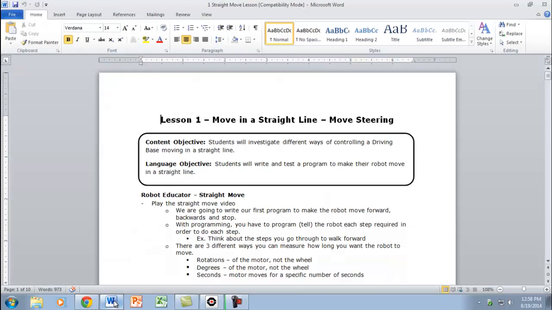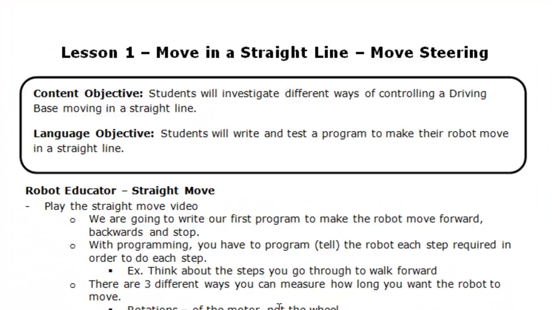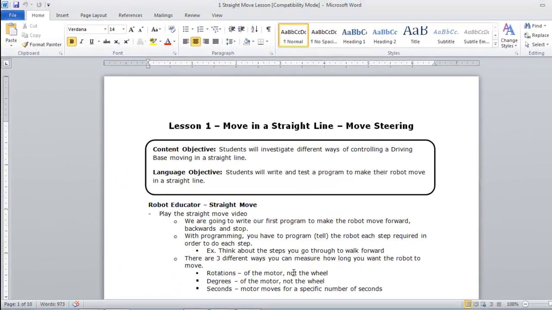If you look at your objectives, we have two objectives. One is the content objective, which is you're going to investigate different ways to control the driving base, which is basically your robot, to move in a straight line. And then your language objective is what you're actually going to do. You are going to write and test a program to make the robot move in a straight line.